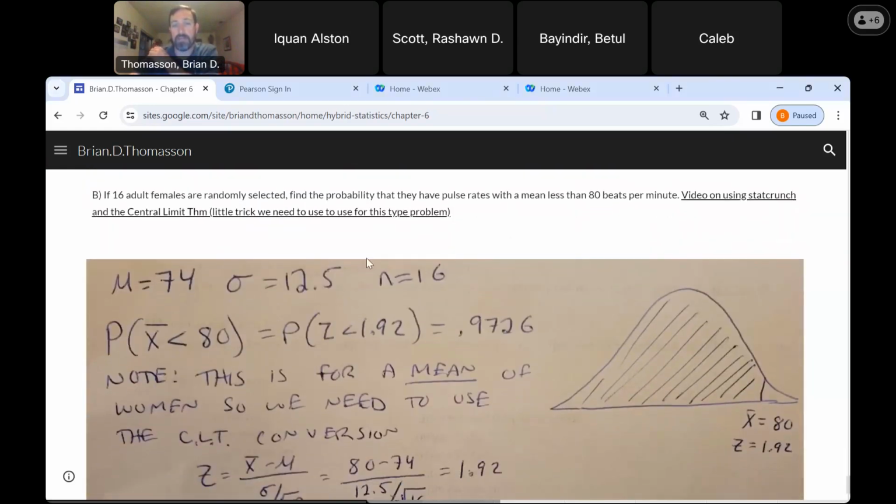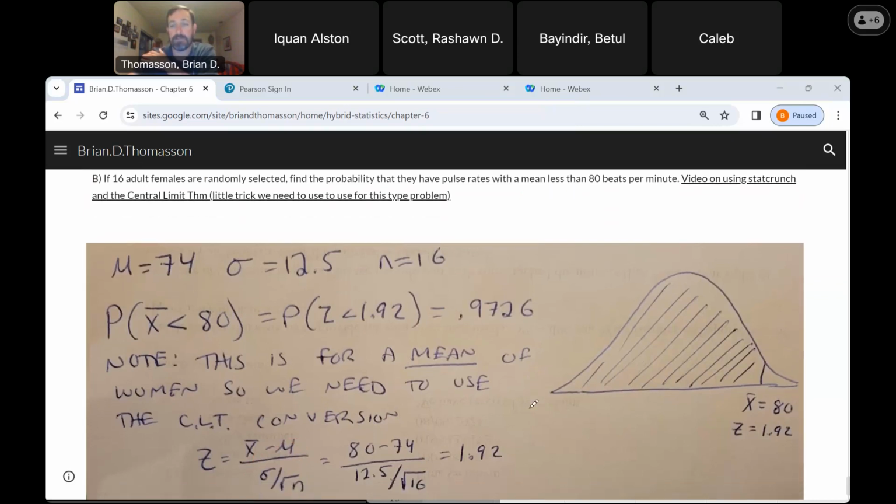We know that because we're talking about a mean. As soon as we talk about a mean, we have to use a new standard deviation calculation. Does that make sense, everybody? Any questions on that?